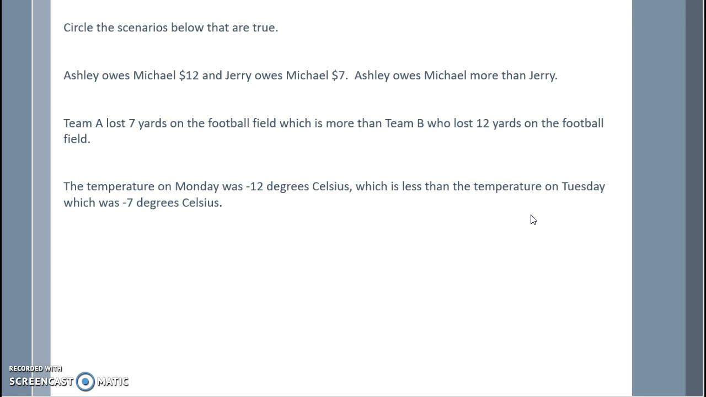Team A lost 7 yards on the football field, which is more than Team B, who lost 12 yards on the football field. This one is false, because Team B lost more than Team A because 12 is larger than 7. The temperature on Monday was -12 degrees Celsius, which is less than the temperature on Tuesday, which is -7 degrees Celsius. This is true. -12 is smaller than or less than -7.